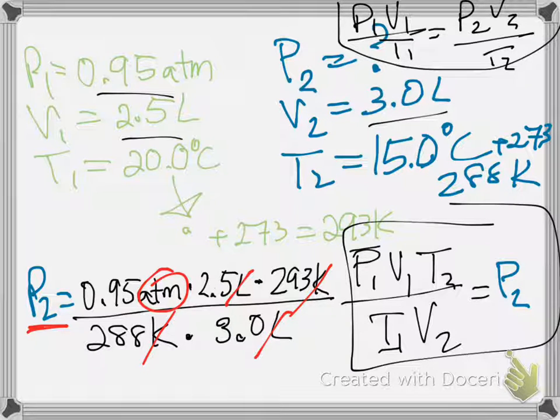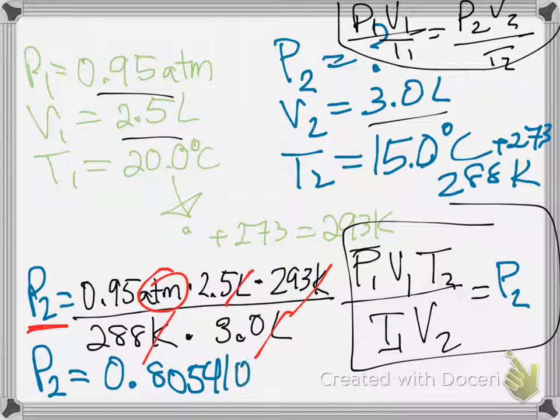Okay, so we enter 0.95 times 2.5 times 293, so the top there, and we get 695.9 atmospheres. And then we divide that by the bottom, which is 288 times 3. I use parentheses in my calculator. And so the pressure is 0.805410, it keeps going, right? So this is not a whole number.